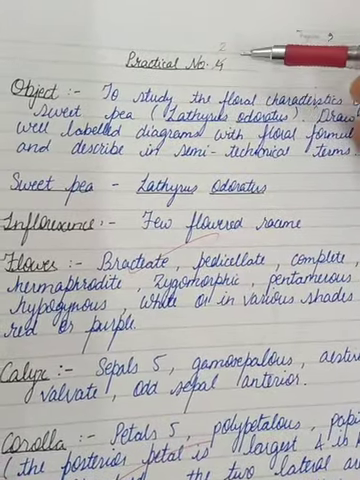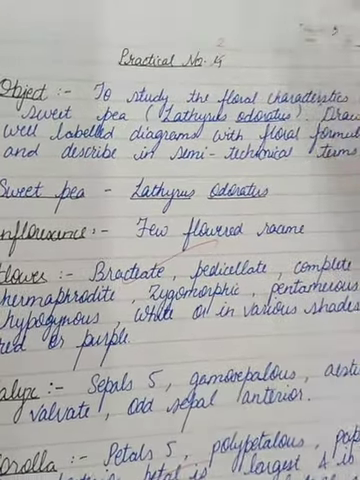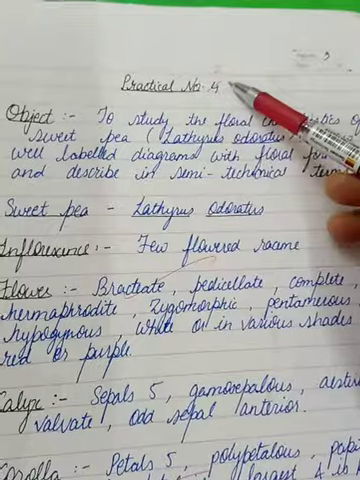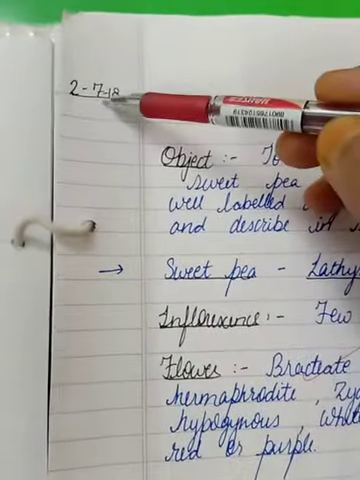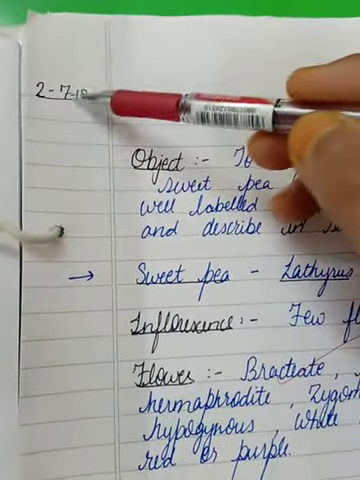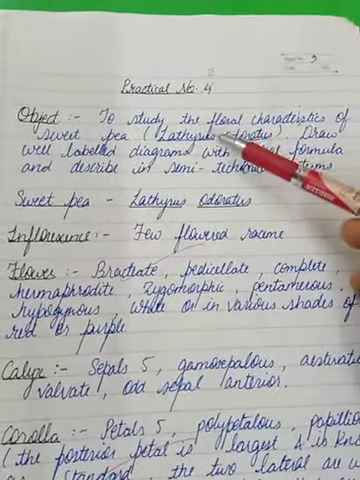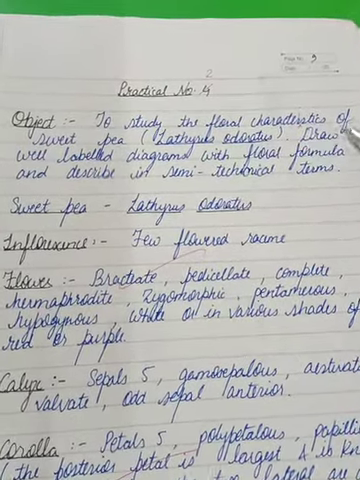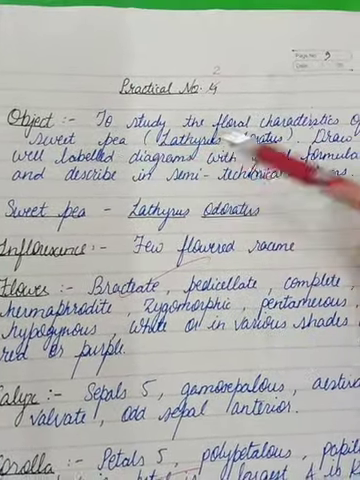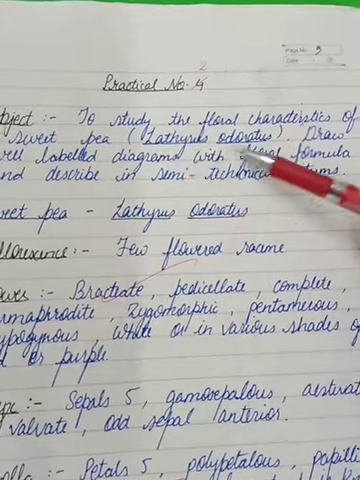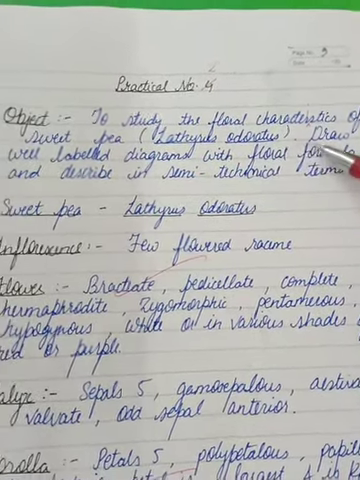The same way as you had done last time, you will write down with a black pen practical number 2. Date on the left side. Today's date is 9th July, right? You will write here. And the object, please note down: to study the floral characteristics of sweet pea, scientifically we call Lathyrus odoratus, bracket closed.